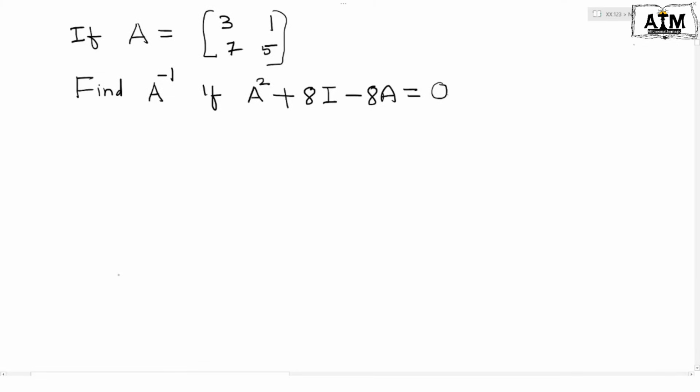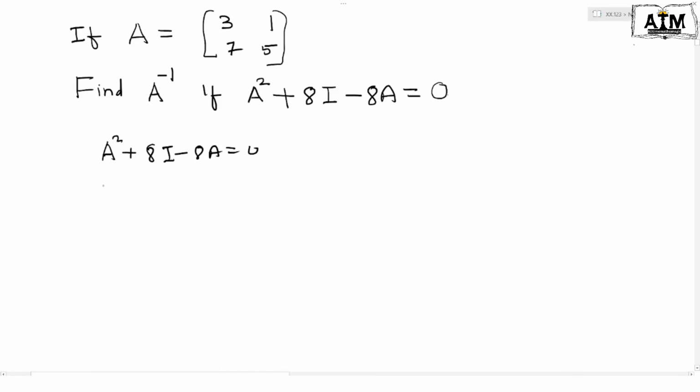Today I am going to solve a very important question, and generally this type of question is asked in exams, and they are quite easy provided you know the basics. So here the question is to find A inverse. The equation given is A squared plus 8I minus 8A equals 0.